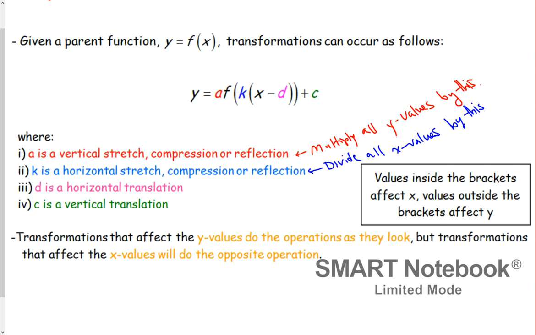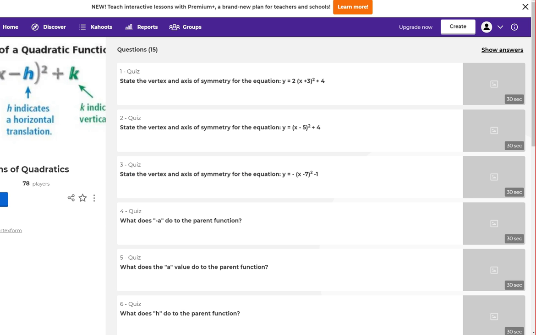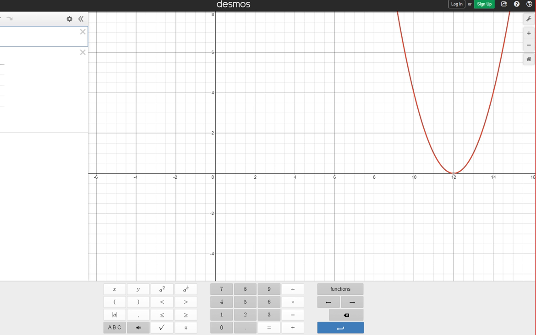Okay, so I actually want to try this on Desmos, and we're going to try one of our parent functions instead of our quadratic, and we'll have a look at how this affects it. Okay, so let's get the Desmos graphing calculator set up here.